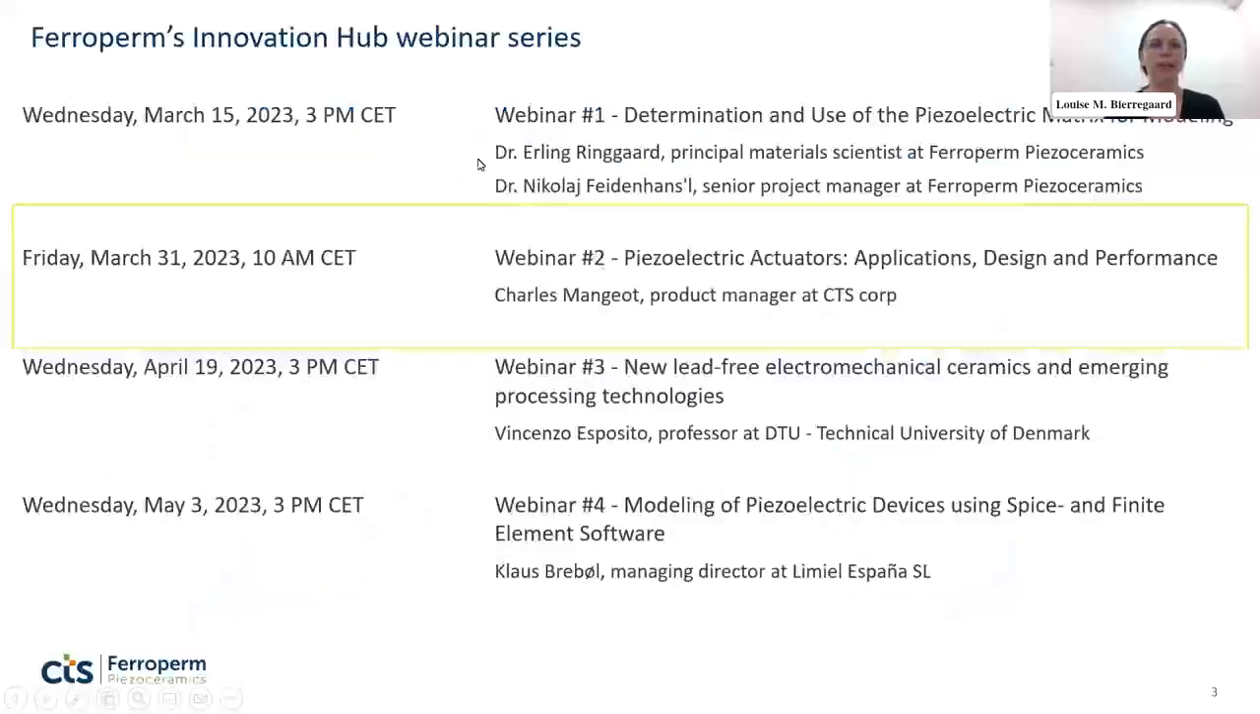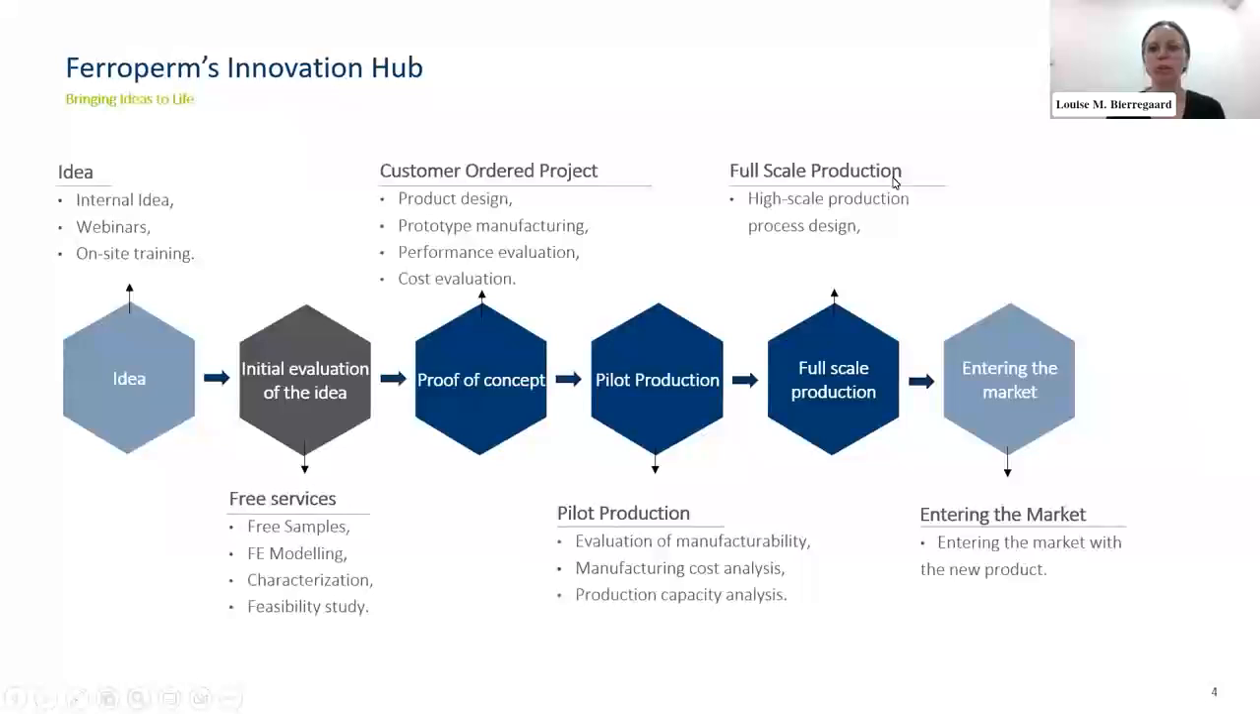And this is the plan for the different webinar installments. We are currently at webinar number 2, Piezoelectric Actuators Application Design and Performance. The Innovation Hub initiative is about bringing ideas to life. An idea can start from many places. It could maybe be this webinar or other.